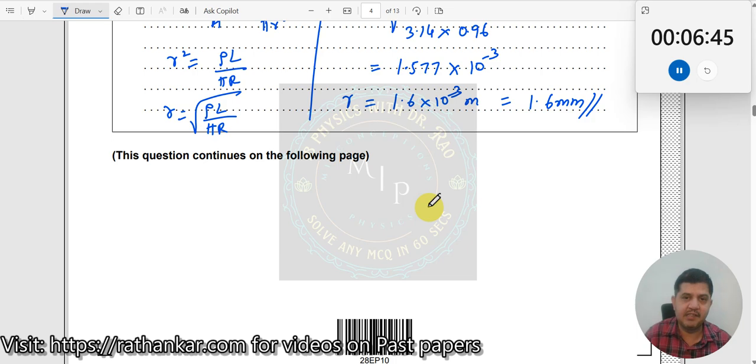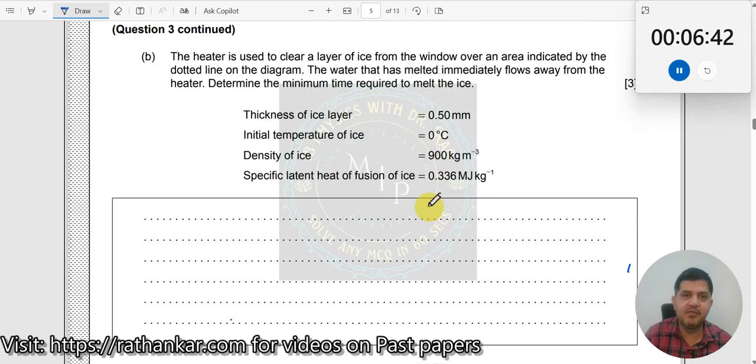Okay, let us move on to the next one. The heater is used to clean a layer of ice from the window over an area indicated by the dotted line on the diagram.